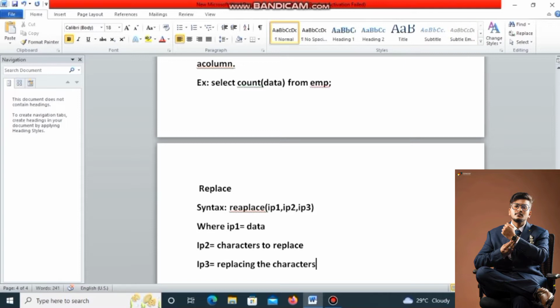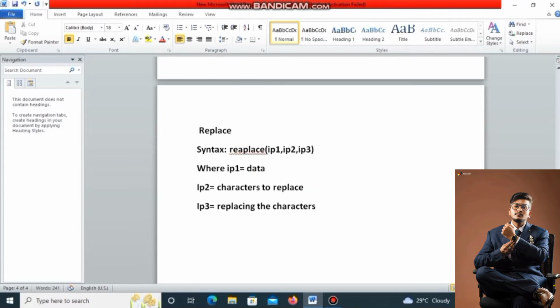Means here in input 1 we will give some data, and in input 2 we will give the character which we want to change. Input 3 I will explain clearly with an example, okay? You can understand clearly. By explaining the definition you can't understand clearly. By seeing the example you can easily understand, okay?